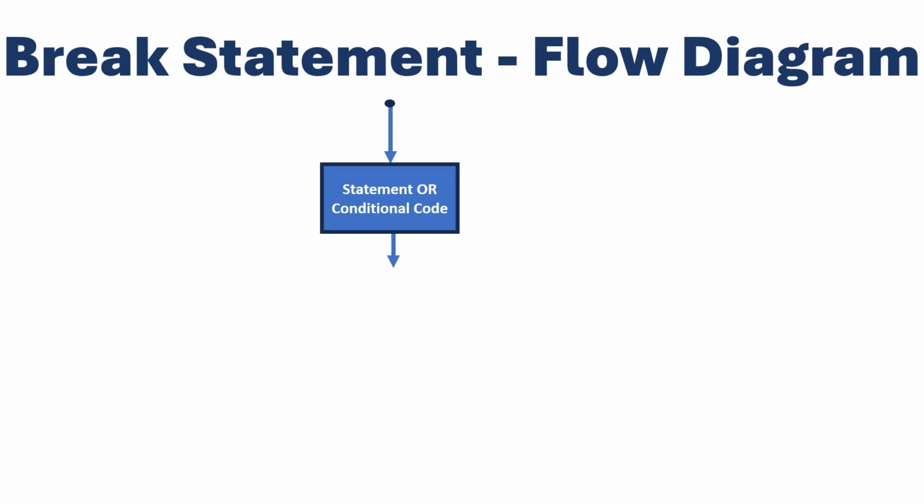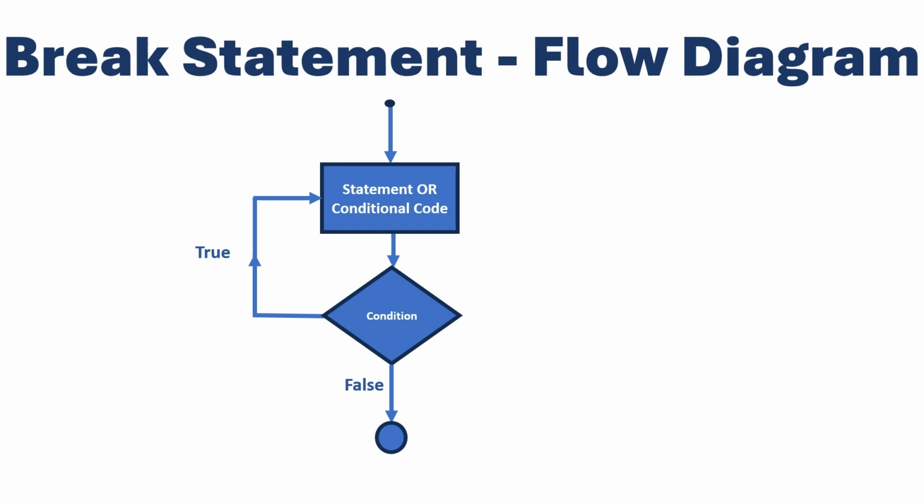We are executing the statement or the conditional code, considering the condition is met. And again, we are checking whether the condition is true. So that is why it is continuously looping here, and it is executing that statement or the conditional code written on the next line after the condition when it is true. So it is a continuous loop. But if the condition is false, then it exits the loop and terminates the program.